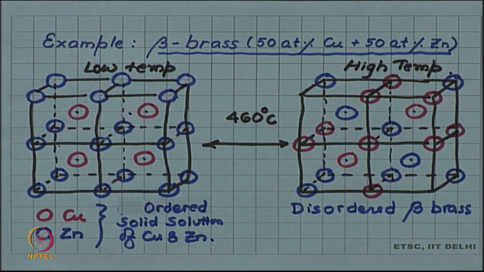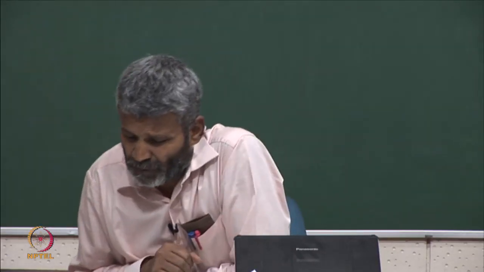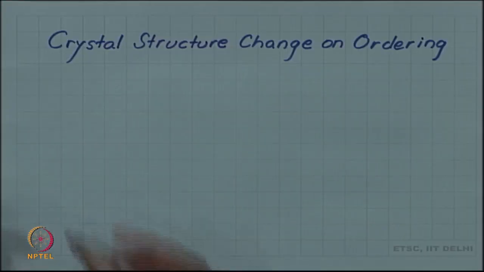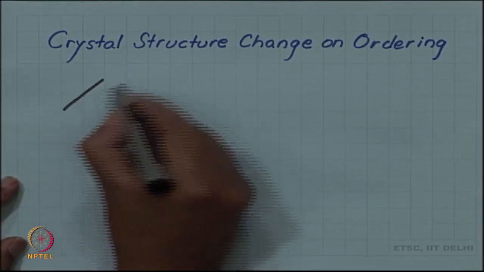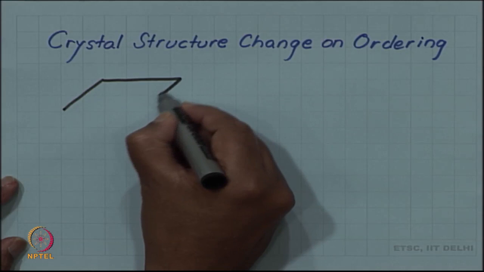Now, I already called the ordered version a superlattice. This has a reason because there is a subtle crystal structure change when ordering happens, and let us look at that. So, again I draw, this time I draw only one unit cell.